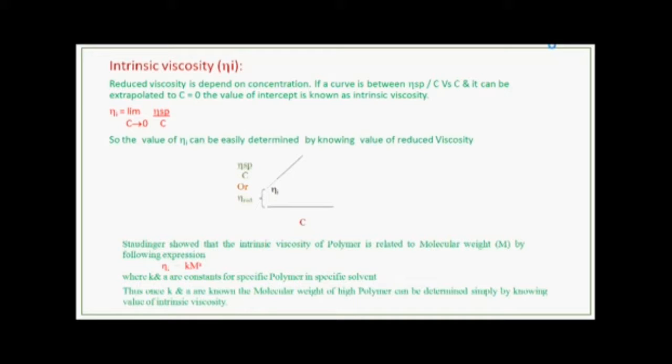So, the value of eta I can be easily determined by knowing the value of reduced viscosity. Staudinger showed that the intrinsic viscosity of polymer is related to molecular weight by the relation eta I is equal to K into M raised to power A, where K and A are constants for a specific polymer in a specific solvent. Thus, once K and A are known, the molecular weight of high polymer, that is capital M, can be determined simply by knowing the value of intrinsic viscosity.